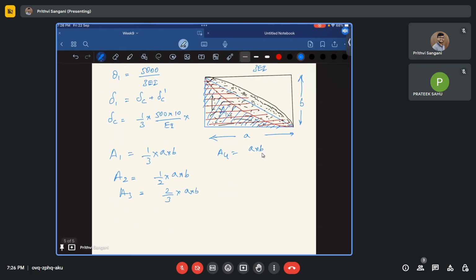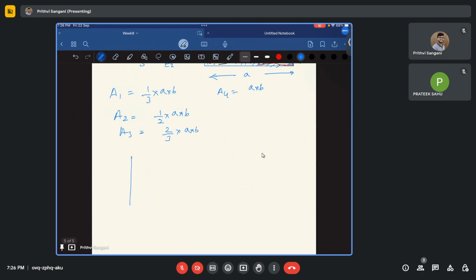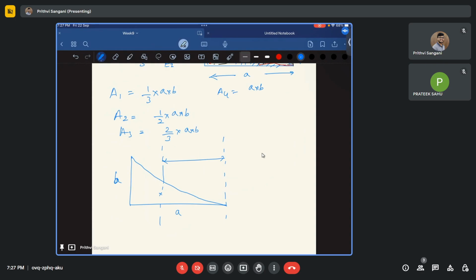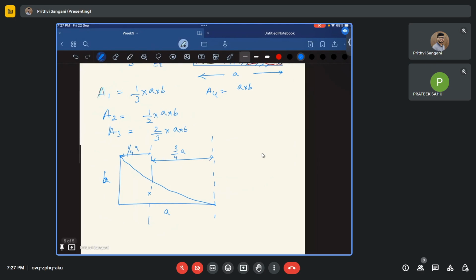Now for A1, I will just draw it here. This is my A1. This is B, this is A. This is a parabola, right? So for A1, the centroidal distance is somewhere here. This is 3 by 4 of A, and this will be 1/4 of A.